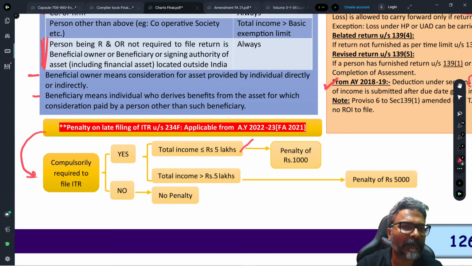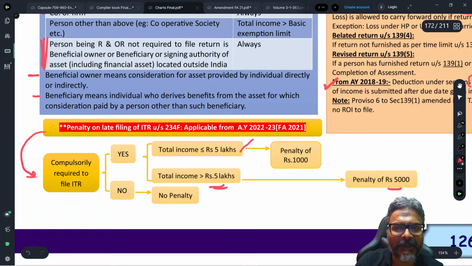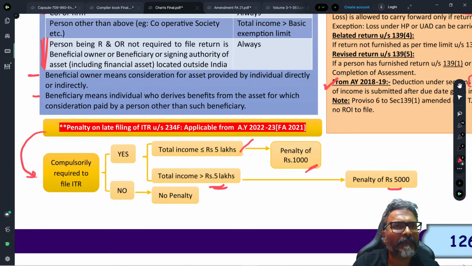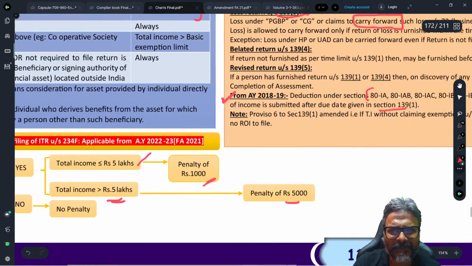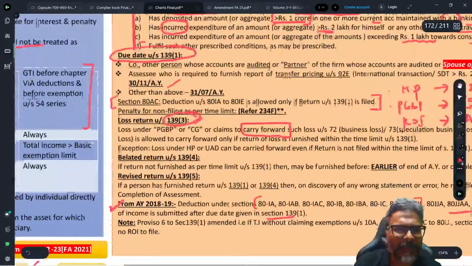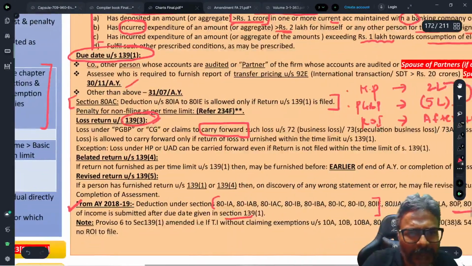So if the total income, students, which they are mentioning over here, is more than rupees 5 lakhs or up to rupees 5 lakhs, as the case may be. If it is more than rupees 5 lakhs, then the penalty is 5,000. If it is up to rupees 5 lakhs, then the penalty is 1,000. Now, just make this correction in the chart, there is one small correction.